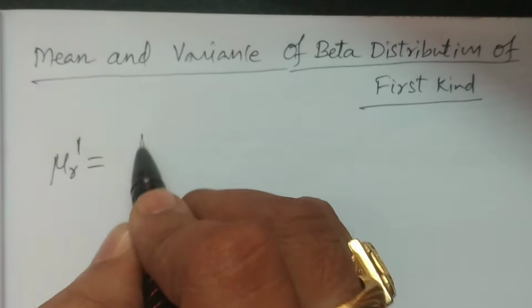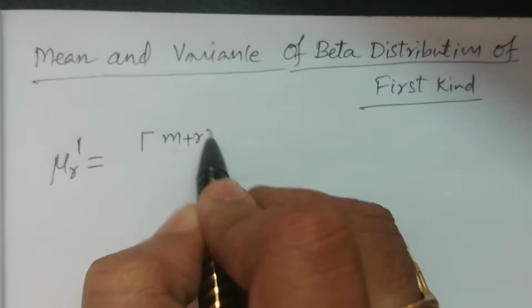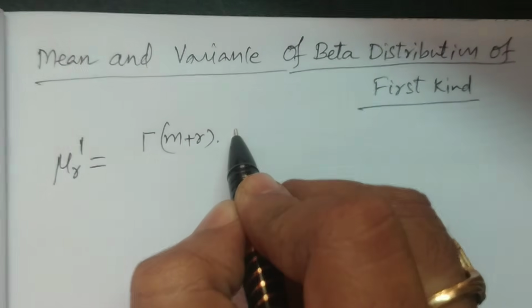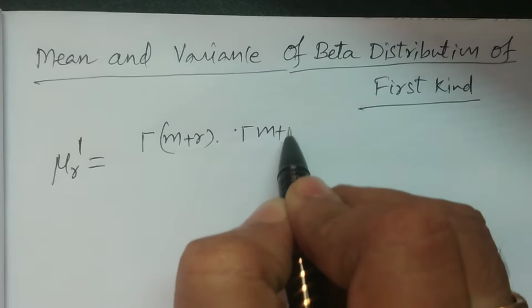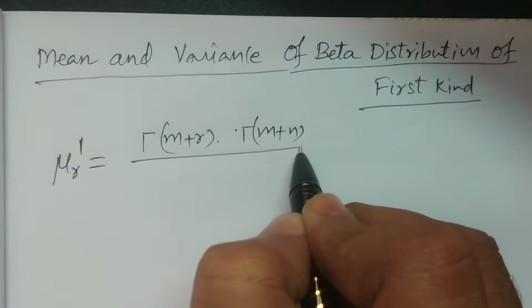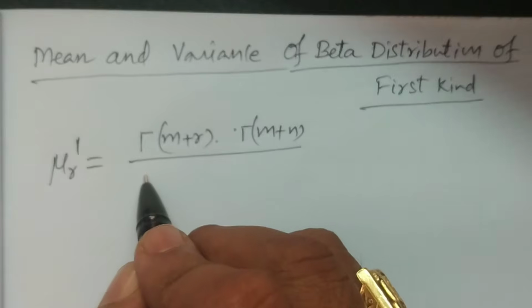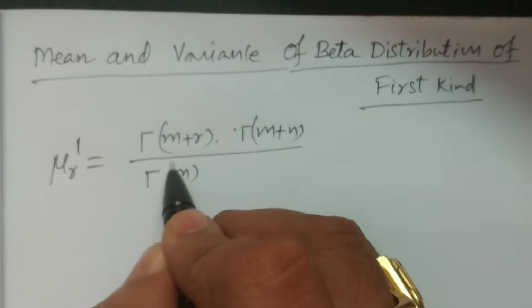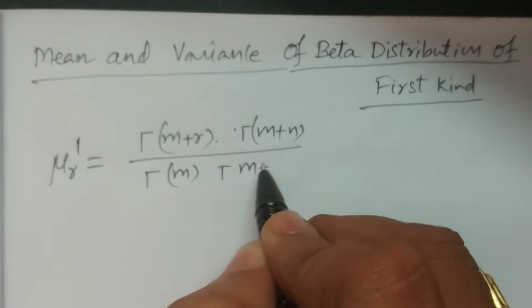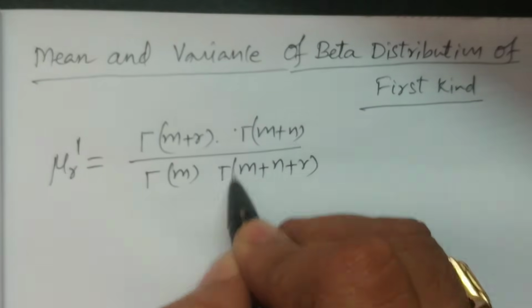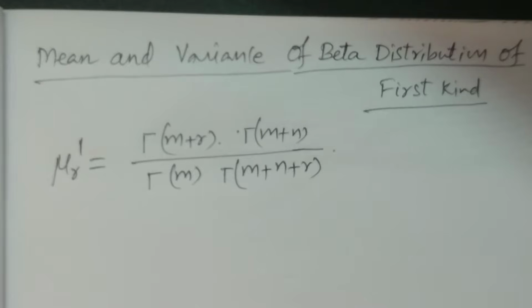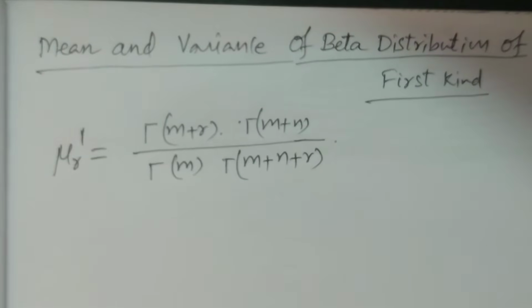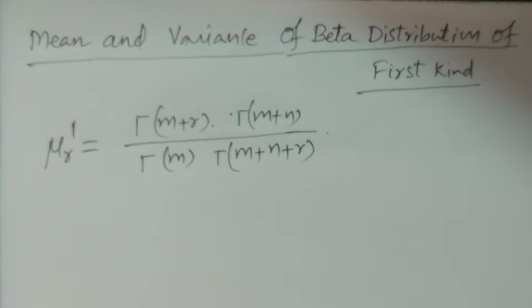It is obtained as gamma of m plus r into gamma of m plus n divided by gamma of m plus n plus r and gamma of m. I write gamma m here and gamma m plus n plus r here. This is the formula for the rth moment about origin of the beta distribution of first kind. From this we have to calculate.